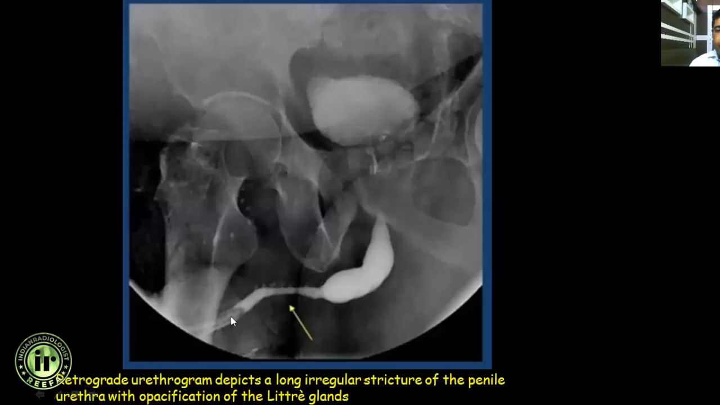So here also you can see the bulbar urethra is neatly opacified, whereas in the anterior penile urethra the lumen caliber is reduced, as multiple irregular filling defects are noted, right? There is opacification of Littre glands. That is a normal thing, but you can see the penile urethra caliber is reduced.